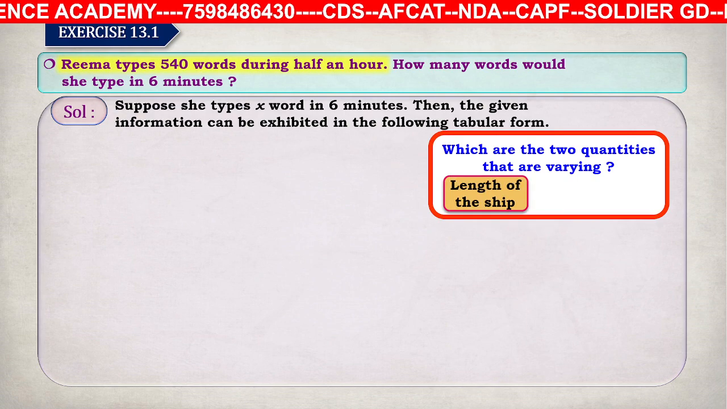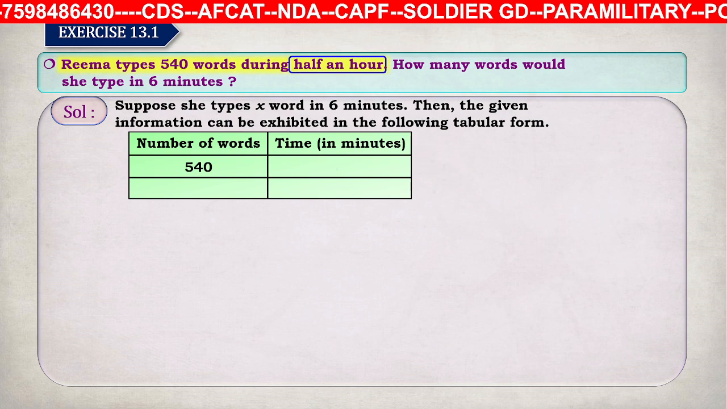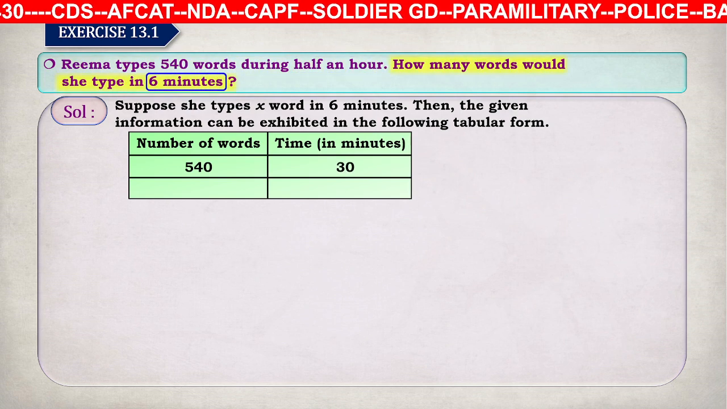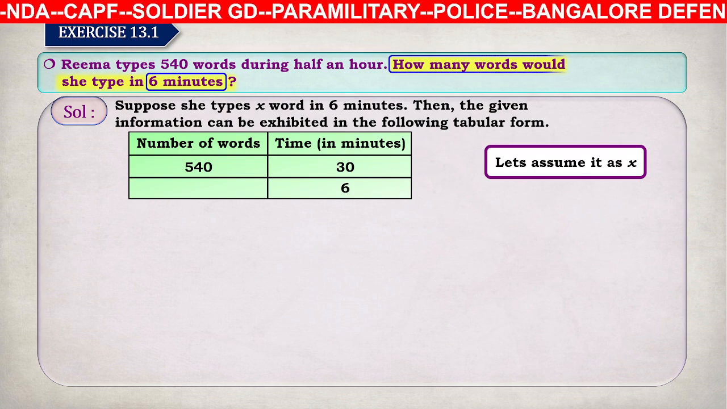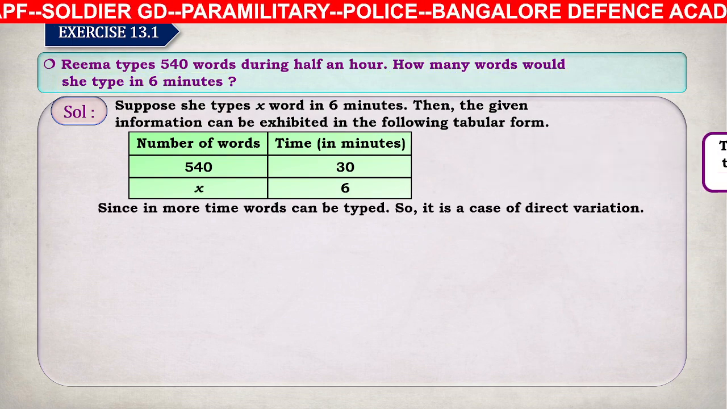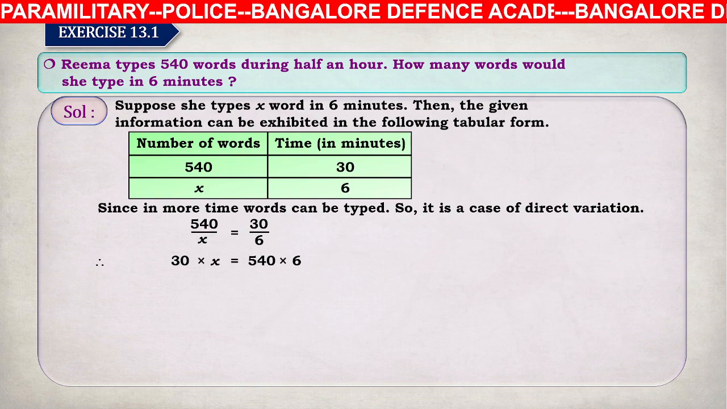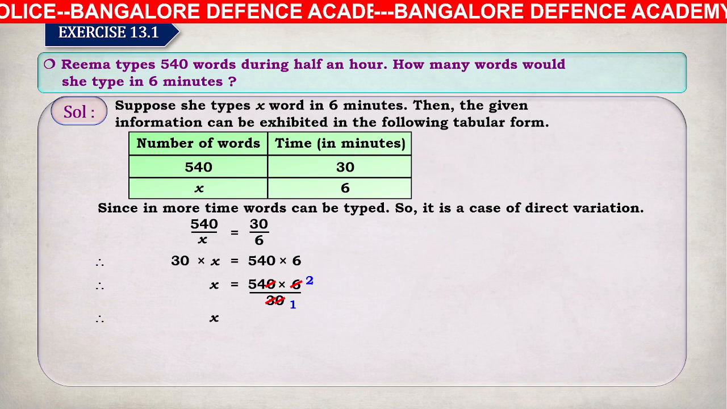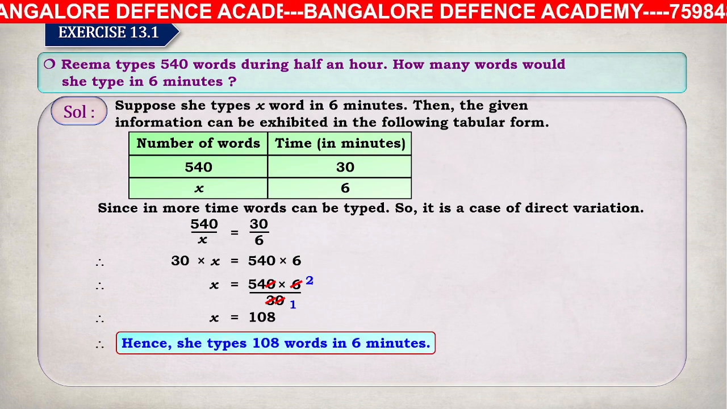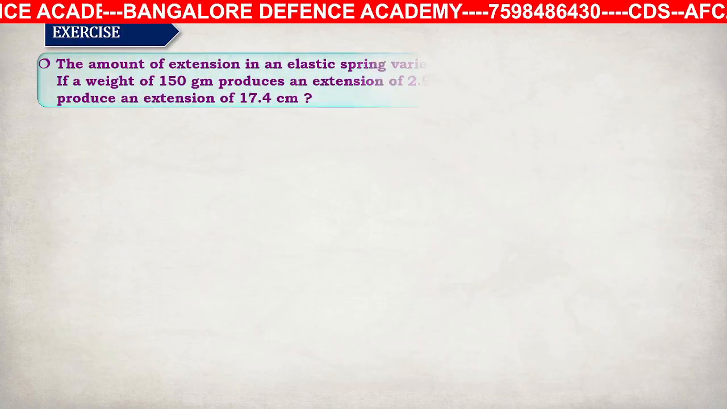I'm comparing the number of words typed and the time taken. Okay, so the number of words and the time taken here. So 540 words will be typed in 30 minutes. So in 6 minutes, how many words would be done? So I have to take the ratio once again, and you get the ratio as x value as 540 into 6 by 30. You get 108 words. So in 6 minutes, she would be typing only 108 words.